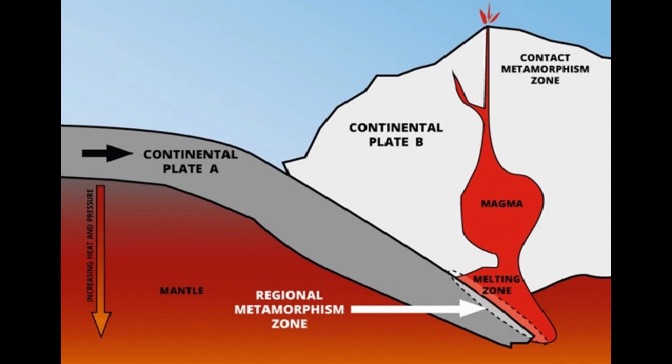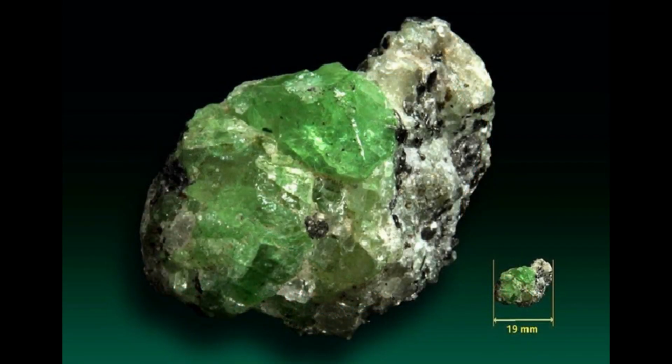East Africa is an excellent example of an area of regional metamorphism. Some minerals found here don't exist anywhere else, such as tanzanite and commercial quality scapolite. Now let's see how mineral species change.